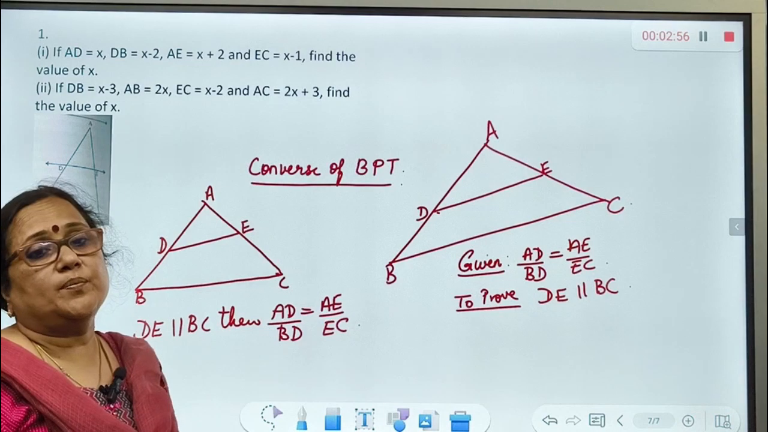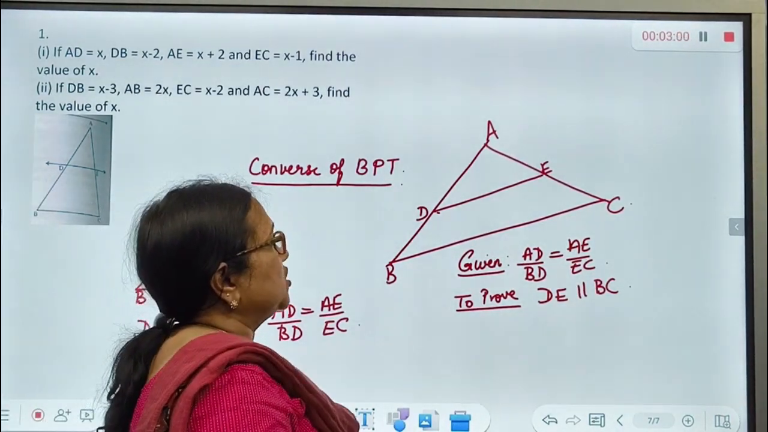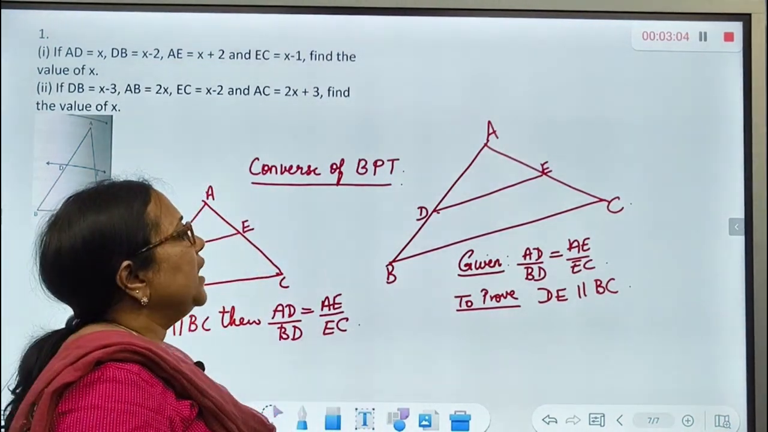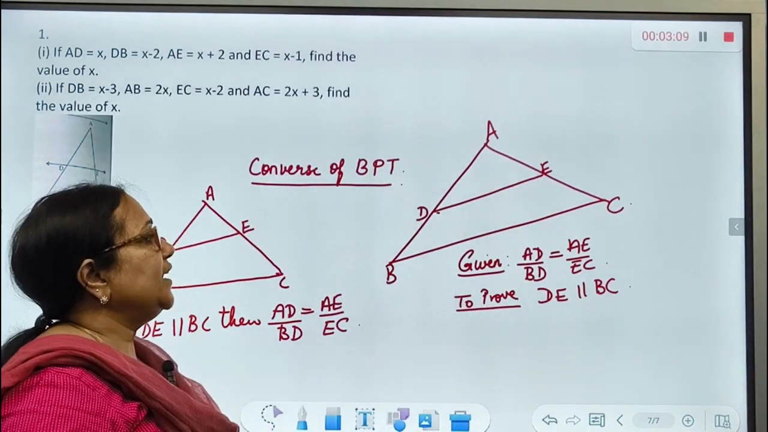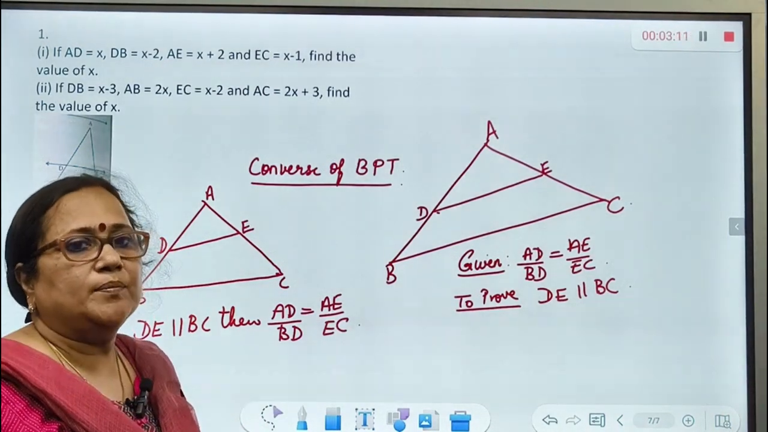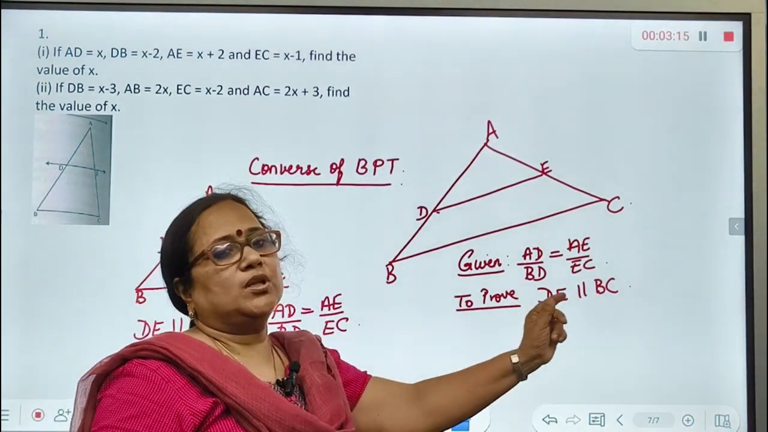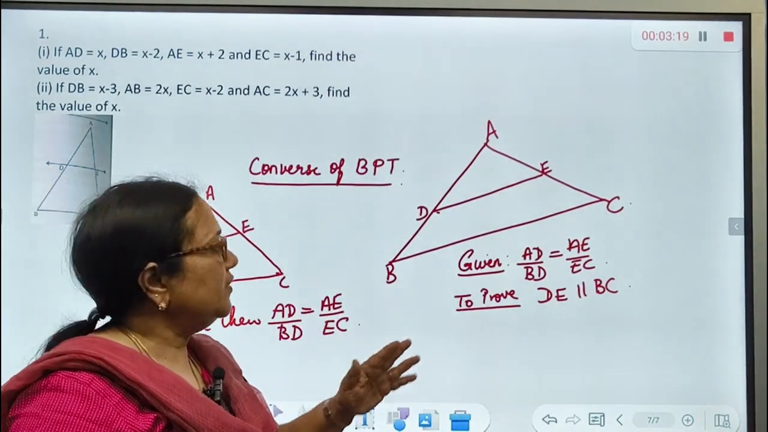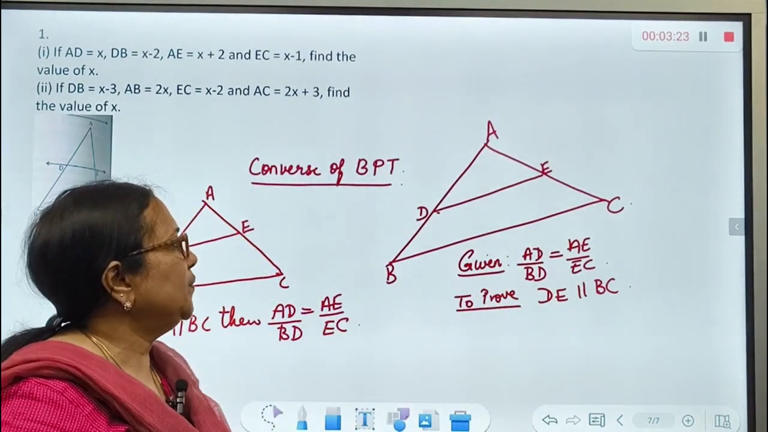This is the converse of the basic proportionality theorem. So, the statement goes like this. Let ABC be a triangle. D and E are points on the sides AB and AC such that AD by BD equals AE by EC. Then DE is parallel to the third side, which is BC. That is the statement which I have written in a concise form. This is given and this is to be proved.